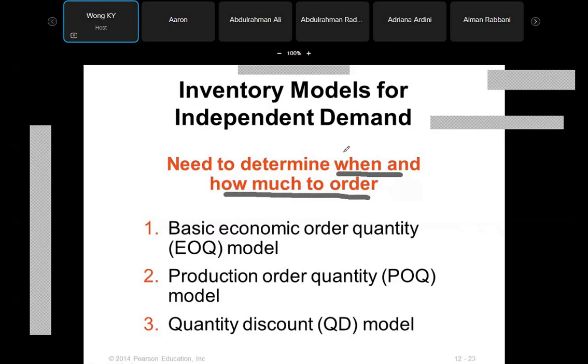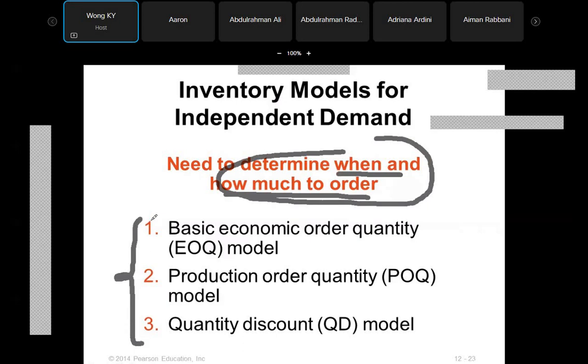To answer these two questions, there are several inventory models that can be applied. These are mathematical models. The first is known as economic order quantity, EOQ model. This is the most basic model. Every student should know this. In fact, the formula also you should memorize it. Second is known as production order quantity model, POQ, and third is known as quantity discount, QD model.